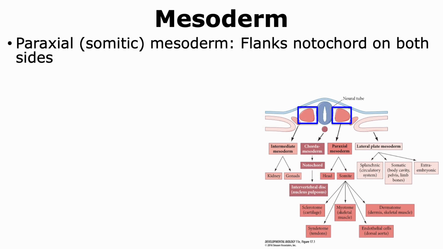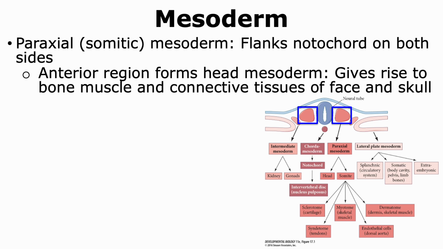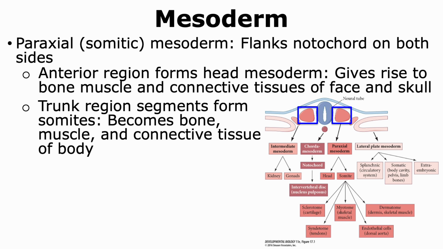The next part of the mesoderm is called the paraxial mesoderm or the somatic mesoderm. This portion of the mesoderm is present on both sides of the notochord as shown in the blue boxes in the picture. The paraxial or somatic mesoderm, its anterior portion forms the head mesoderm, and it gives rise to bone, muscle, and connective tissues of the face and skull, while the trunk region segments to form somites. It becomes the bone, muscle, and connective tissue of the body.